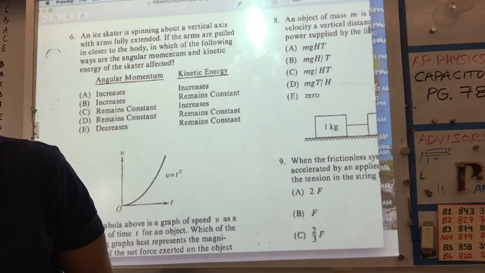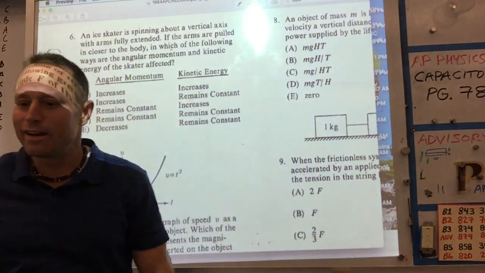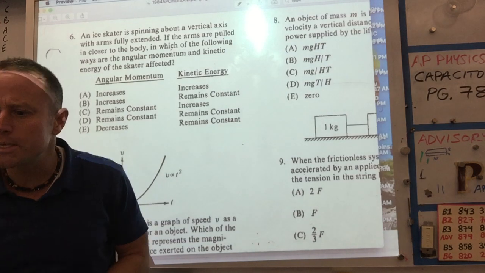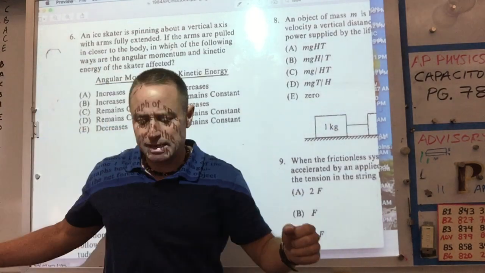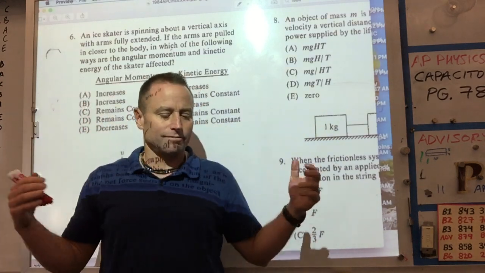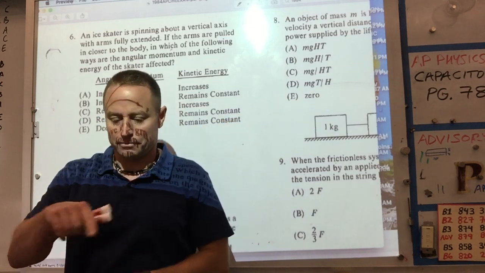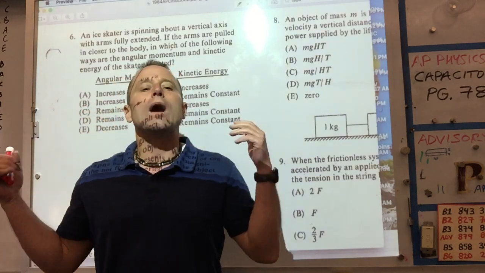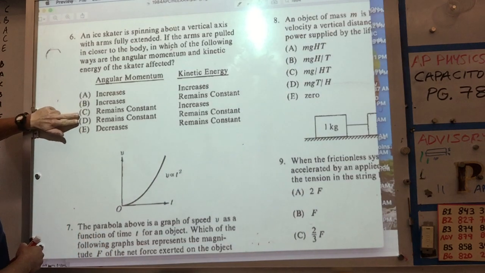Let's see what we got. Ice skater spinning about a vertical axis with the arms fully extended. If the arms are pulled in closer to the body, in which of the following ways are the angular momentum and kinetic energy affected? Well, the idea here is the skater's on the ice, so there shouldn't really be external torques on the system. So angular momentum is going to be conserved, so that's going to remain constant. So it's down to C or D.